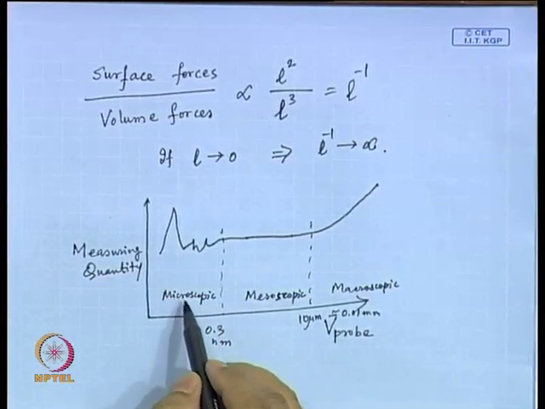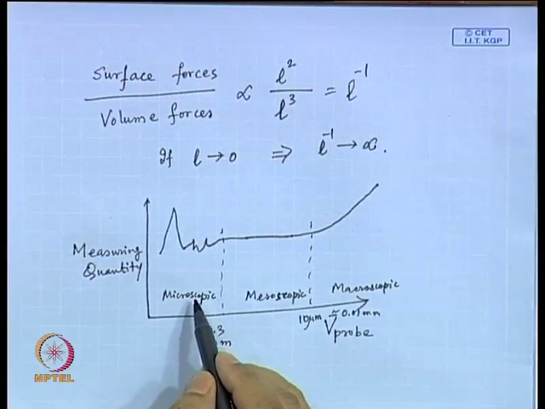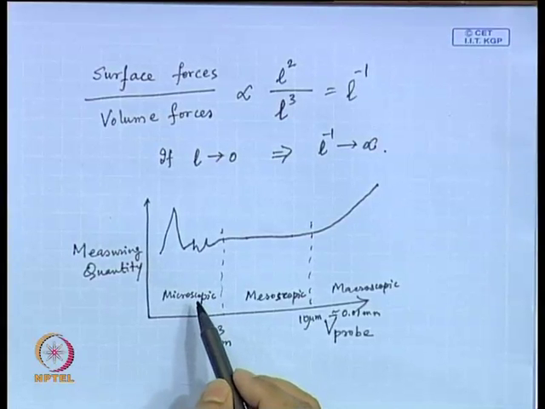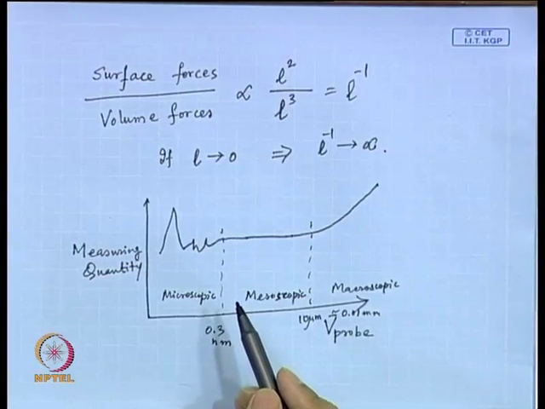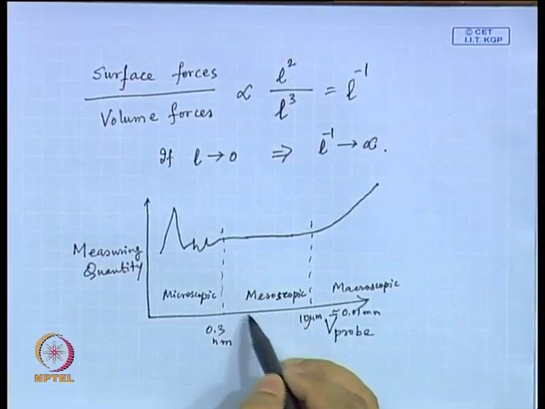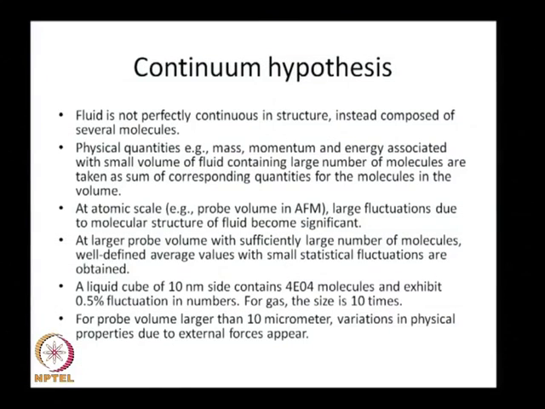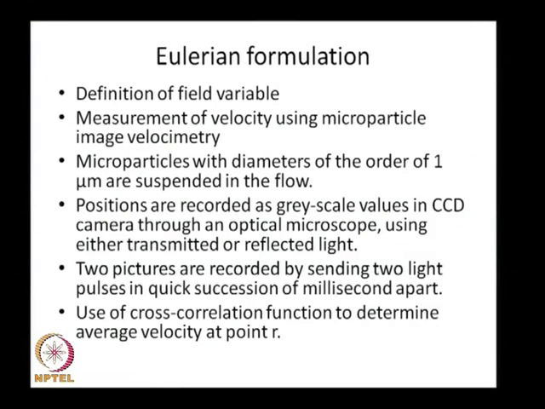If it is below this, then you will have molecular fluctuations. This microscopic part is a very important part, if you can really gather this information. However, if you are treating it as an Eulerian fluid, then you should be working in the mesoscopic region. Now, when it comes to the Eulerian formulation, there is a definition of a field variable.